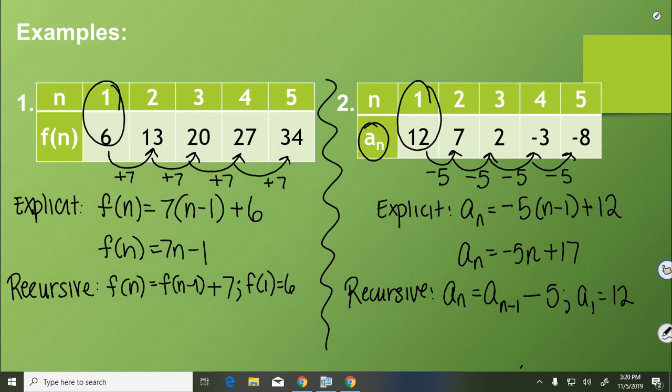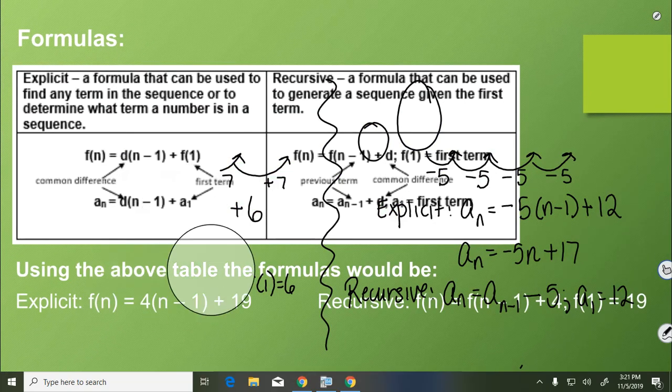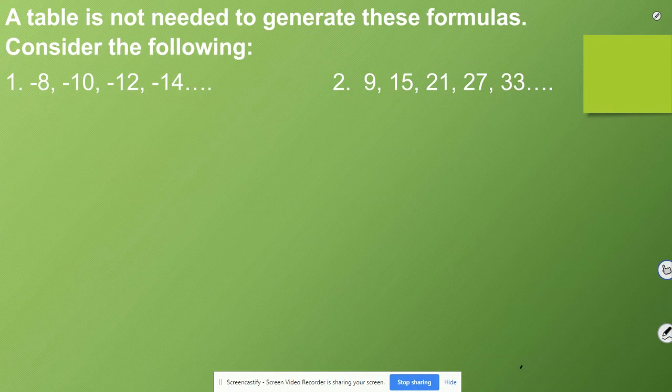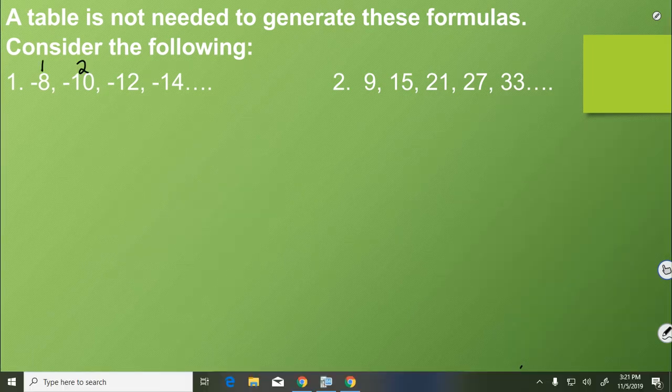Now, typically when we see this, we're not going to be looking at a table. We're just going to look at a sequence. Let's see some examples. So here we have number 1 is negative 8, negative 10, negative 12, and negative 14. So the first term is negative 8, the second term negative 10, the third negative 12, and the fourth is negative 14. Negative 8 to negative 10, we subtract 2. Negative 10 to negative 12, we also subtract 2. Negative 12 to negative 14, we also subtract 2. So that makes our common difference negative 2 and our first term negative 8.